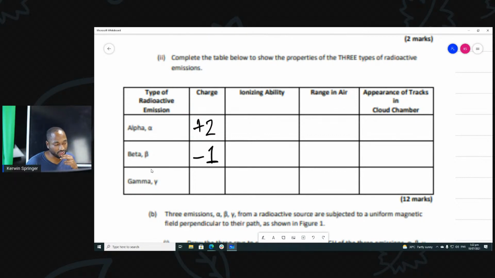One negative charge, and the charge on this is negligible. We could get away with 0. Not really doing anybody anything.